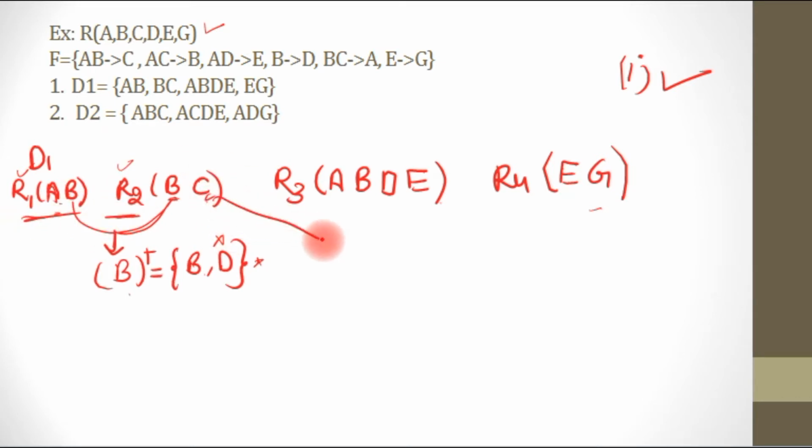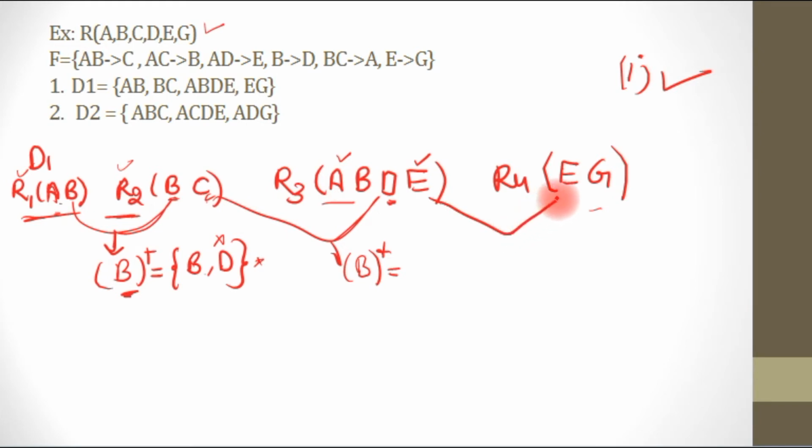So now check here. In these two relations, B is the common attribute. So now check whether B can determine all the attributes of R3 or R2. So see, we have already found the attribute closure of B, in which we have B and D. So B can determine only D, but it cannot determine A and E. So that's why we cannot merge these two relations.